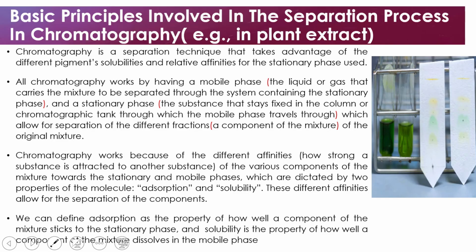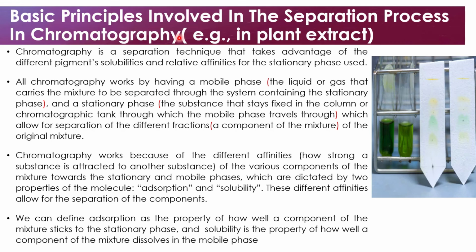The basic principles involved in the separation process in chromatography. Example, in the separation process of plant extract in paper chromatography. First of all, chromatography is a separation technique that takes advantage of the different pigment solubilities and relative affinities for the stationary phase used. And all chromatography works by having a mobile phase and a stationary phase, which allow for separation of the different fractions of the original mixture.